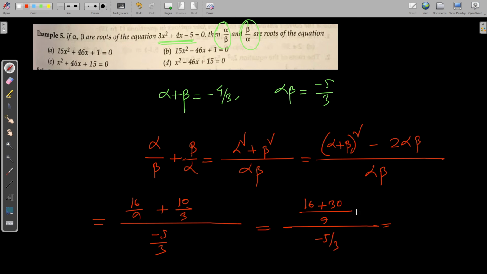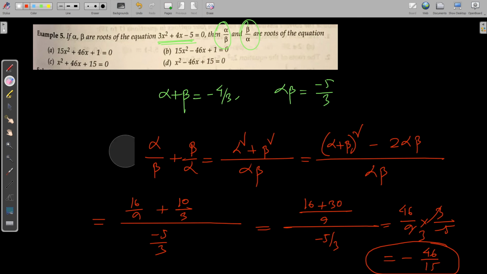So if we cross multiply, the 3 will go to the top. 30 plus 16 is what? 46 divided by 9, and 3 divided by minus 5. 3 will go 3 times. Is it divisible? So here what we got is minus 46 divided by 15. So minus 46 by 15 is the sum of the roots. Okay, I'll erase this part.